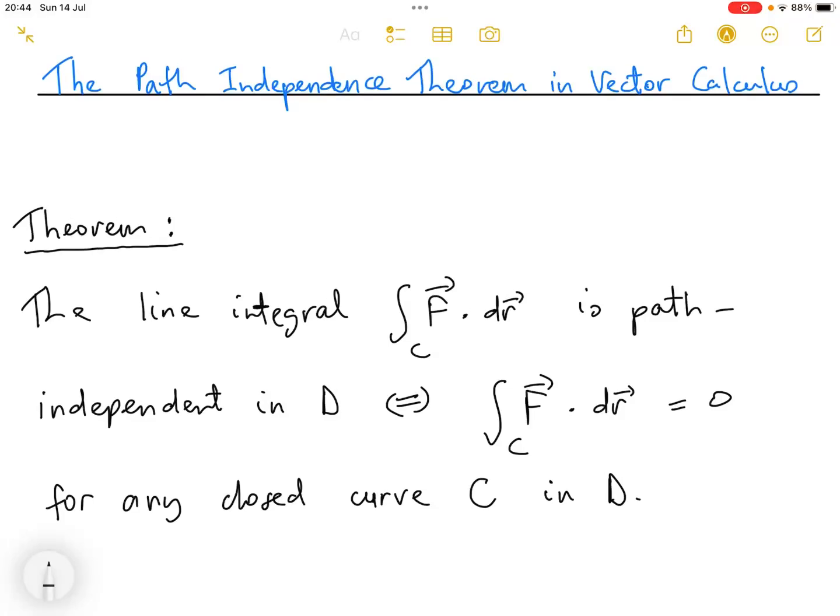In this video, we are going to discuss the path independence theorem in vector calculus. So the theorem states the following. The line integral of f along C is path independent in D, where D is the domain of f, if and only if the line integral of f along C is equal to 0 for any closed curve C in D. So this is what the theorem states.